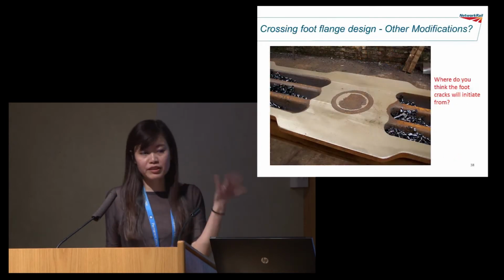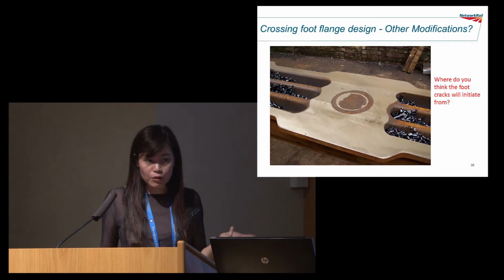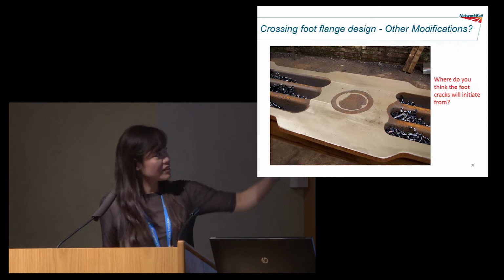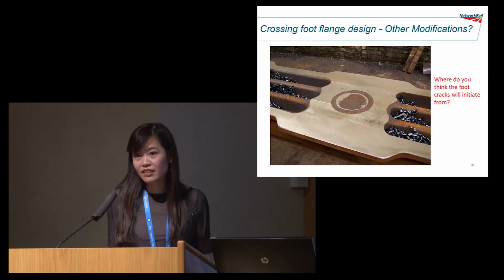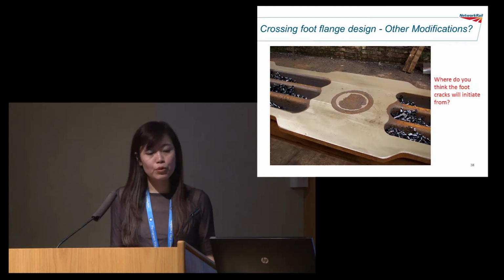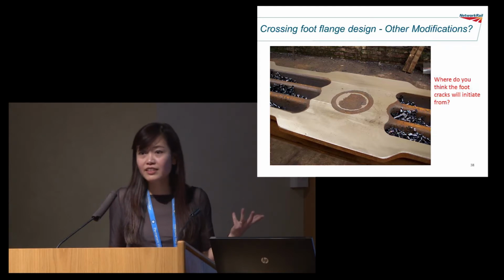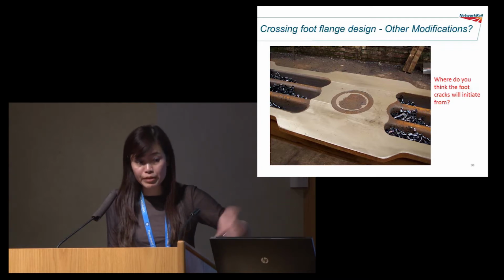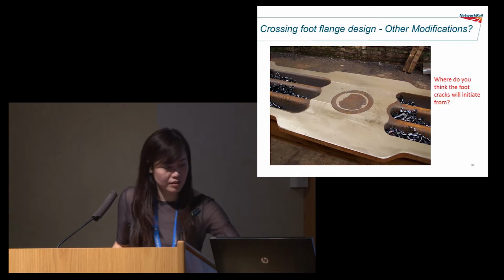But if you flip the crossing over, you can see that there's a massive section with lateral material there. So where do you think the crack will form? We have to look at the crossing design at the base as well, whether it's longitudinal ribs or lateral ribs.